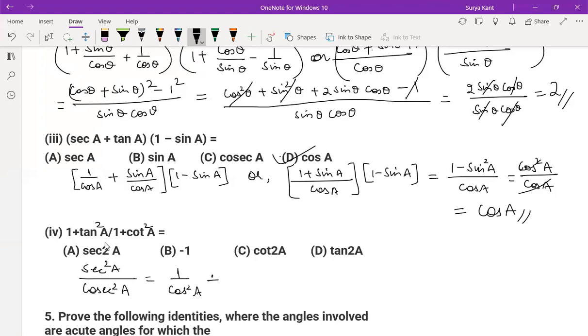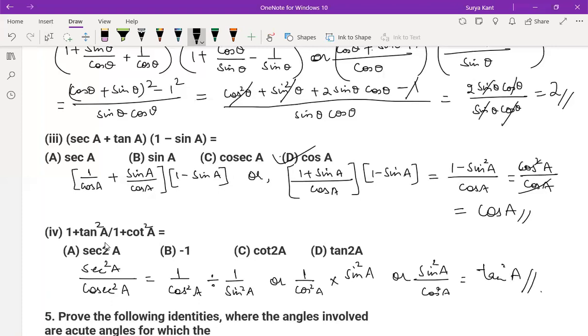So sin square A by cos square A. We can write like this, right? So we can write 1 by cos square A multiplied by sin square A. Those who are not getting it, I'm writing step by step. So sin square A divided by cos square A is equal to tan square A. So your answer is this one. This is not 2, this is square. Okay.